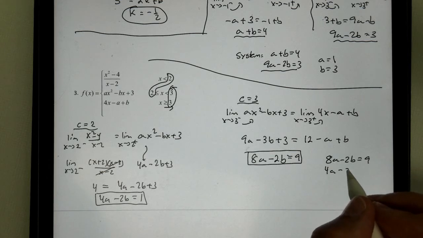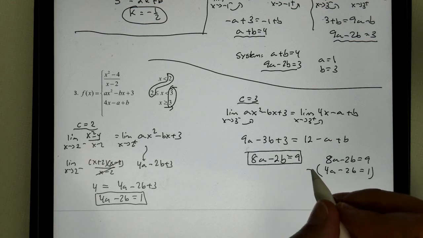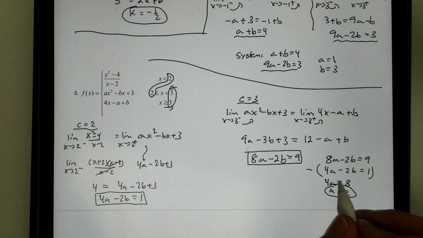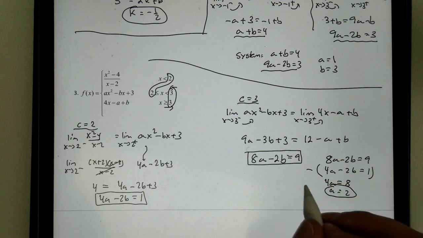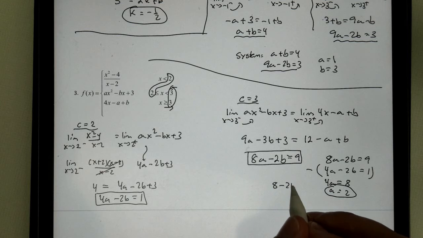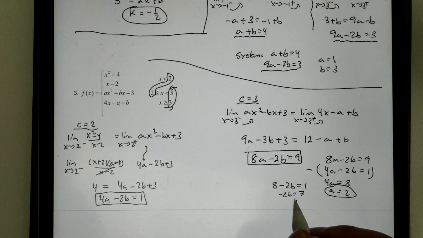4a minus 2b equals 1. If I multiply the entire bottom by a negative, that's going to become 4a, 2b's cancel, equal to 8. So a is 2. And once I have a is 2, I can plug it into either one of these. I'll plug it into 4a. That becomes 8 minus 2b equal to 1. Negative 2b equals, what's that, 7. So b is what? Negative 7 over 2, I hope.